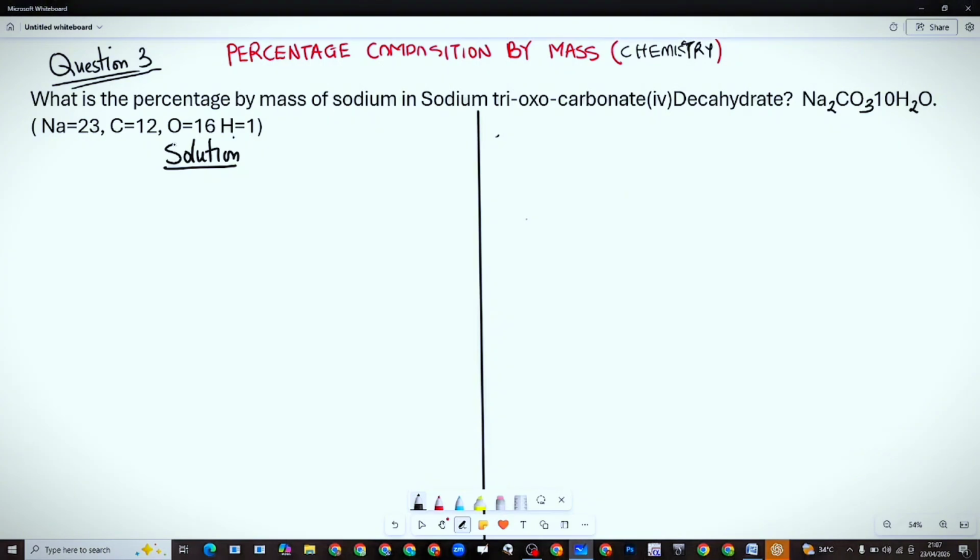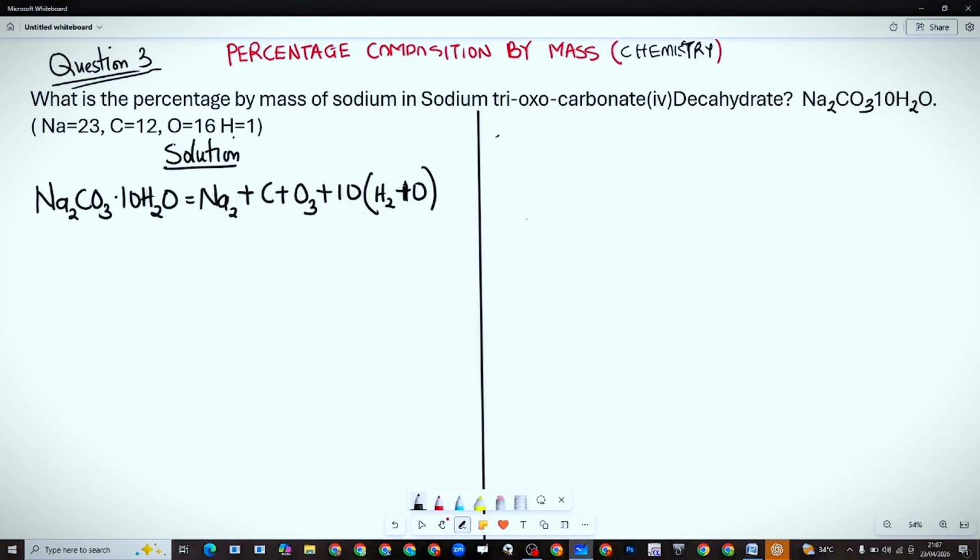First of all, let's get the molar mass of the compound. The compound there is Na2CO3 times 10H2O. So how do we break that down? It's going to be Na2 plus C plus O3 plus 10 times H2 plus O. That's how we're going to break it down.